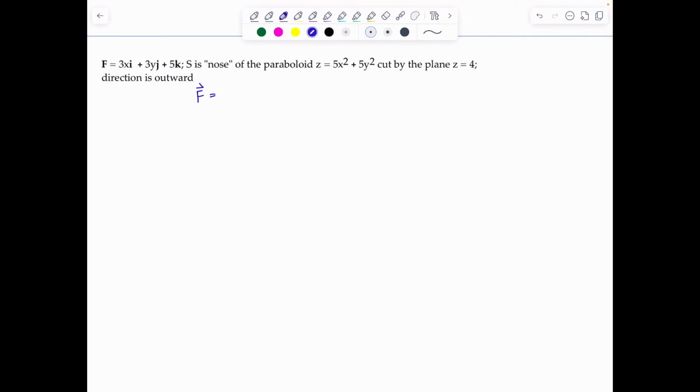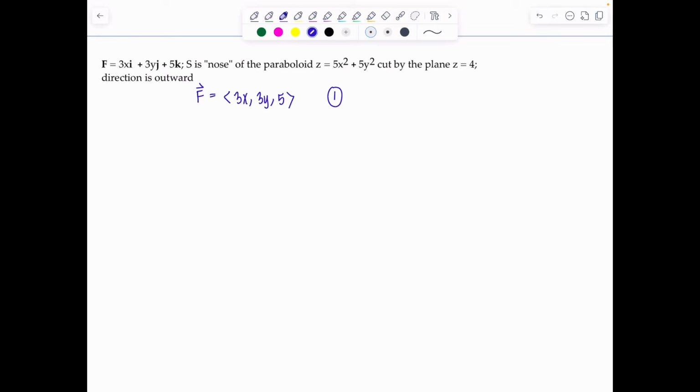equals 5x squared plus 5y squared cut by the plane z equals 4. Direction is outward. Okay, let's rewrite our vector field: 3x, 3y, 5. And step 1, we're going to draw our surface.